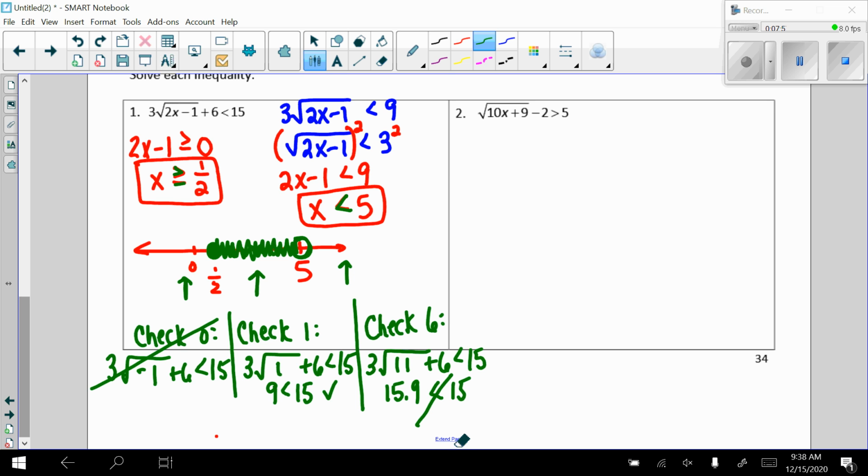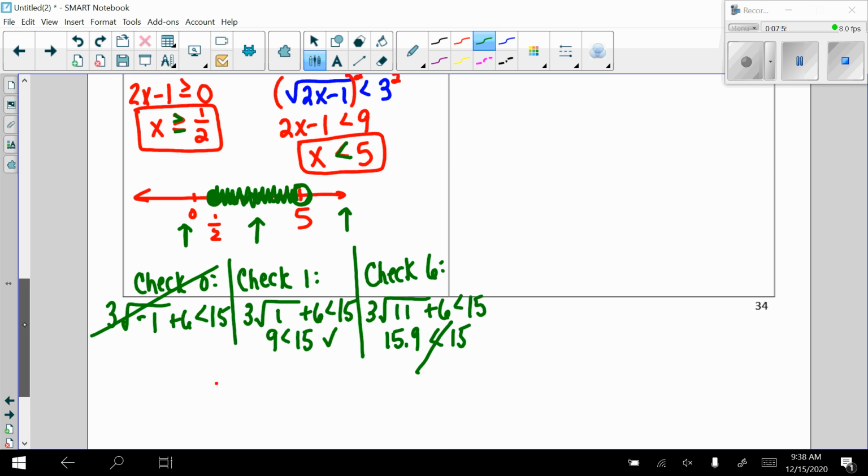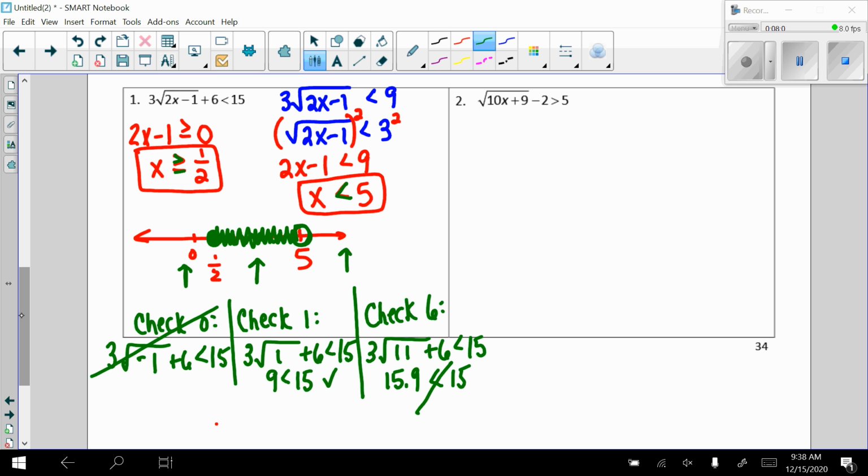So using set builder notation, I would write it like this. Bracket 1/2 to 5, and then a parenthesis because that indicates that the 5 is not included in the solution.